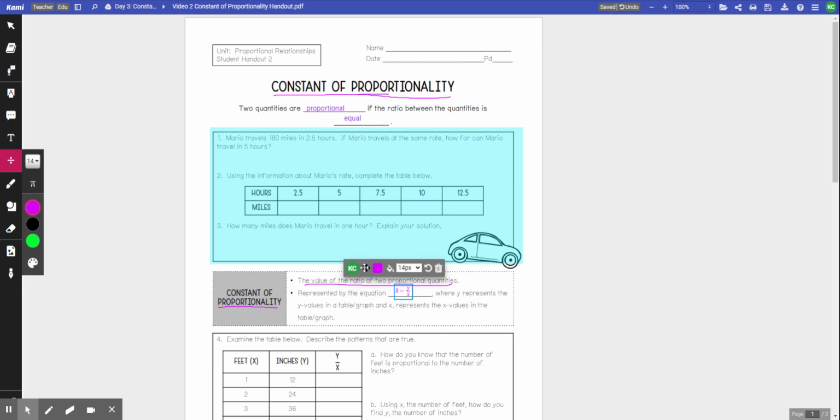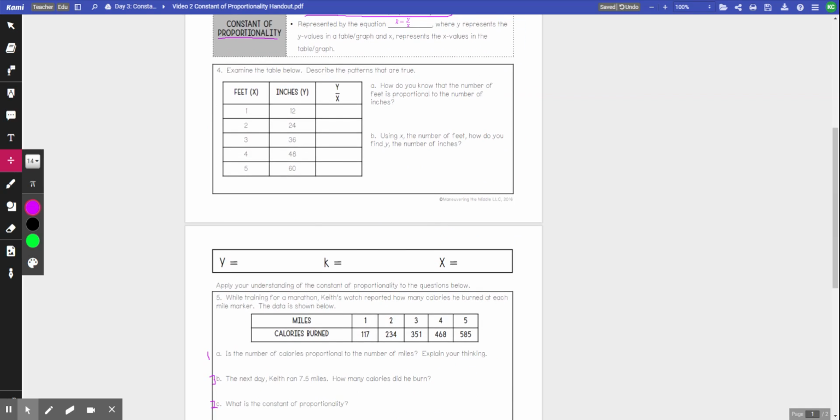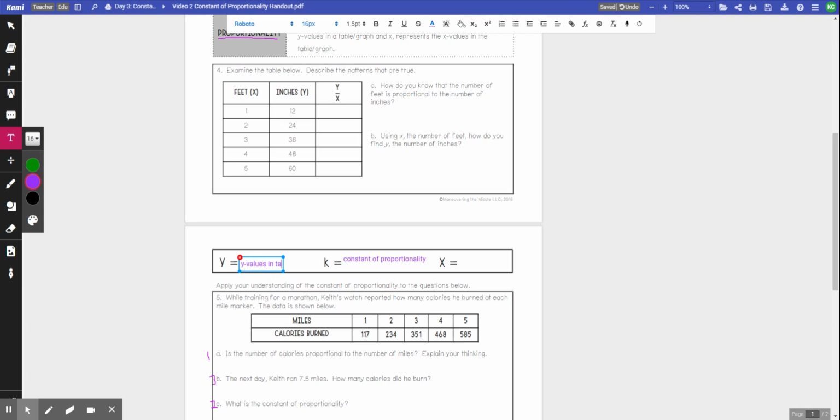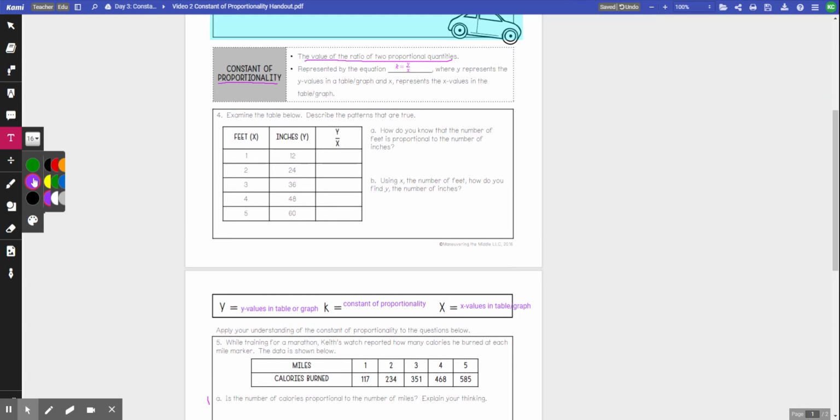Now, just so you know what these variables represent, we'll pop down here. The k is our actual constant of proportionality. The y's refer to the y values in a table or graph. The graphs we'll work with later. The x is the x values in a table or graph. So our constant of proportionality is this very special ratio, and we use the letter k to represent it.